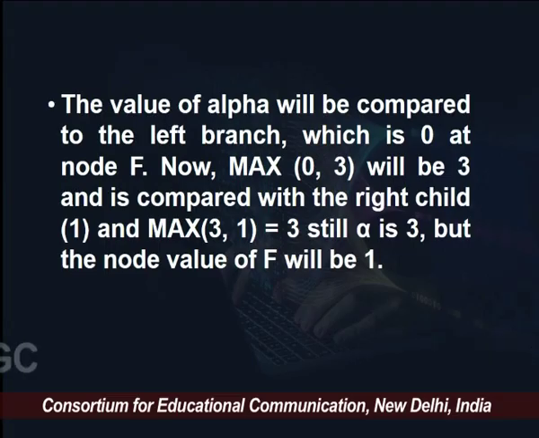So, the current value of alpha is 3, the node value is 1, because max of 0 comma 1 is 1. So, alpha is still 3 and the node value of f is 1. So, this is what the situation presently is.